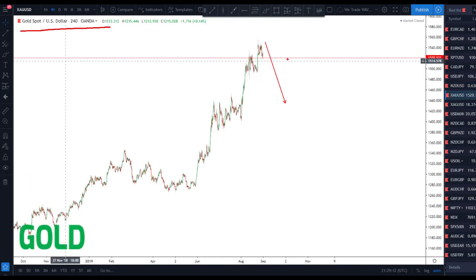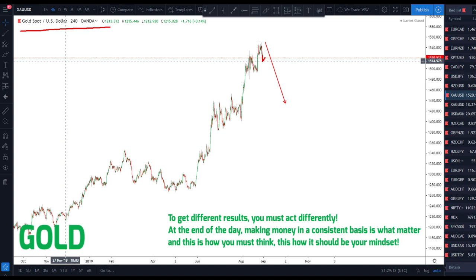For gold, we're expecting downside and the market starts to go to the downside. If you are in a sell position, manage your trade. If you are not in, be careful. The market can make one more move up. We will not buy this one even if we know the market can make one more move up.